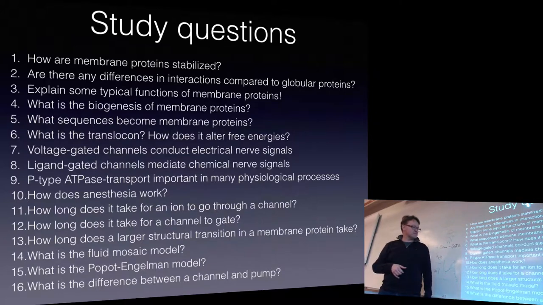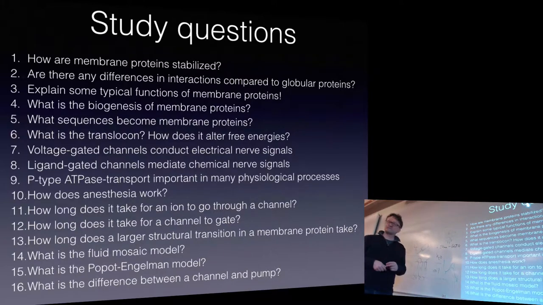But I think the point of models is not that they should be exact and accurate. The point of models is that they provide a conceptual way of describing things that helps us understand them. And I think the Popot-Engelman model is outstanding in the sense that it is roughly correct, but the point is there are exceptions to it.